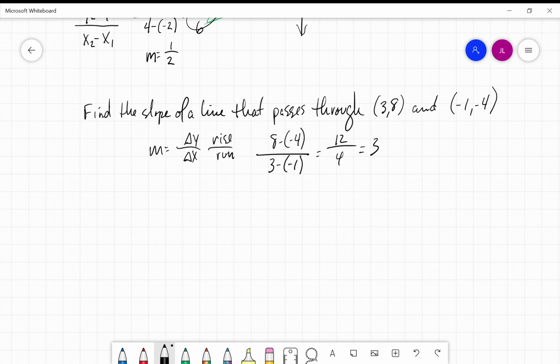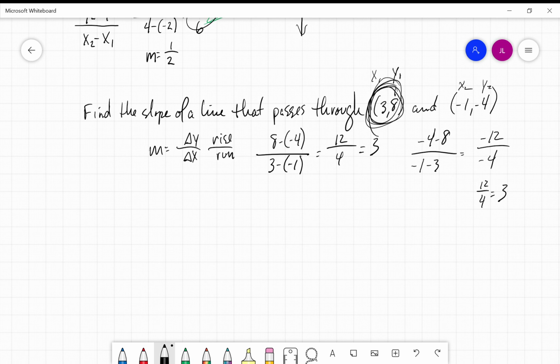Our slope is 3. Now, here's the thing we have to be careful of. If we're using this ordered pair as our y1 and x1, then we have to use this pair as y2 and x2. We can switch them, but whatever pair 1 is has to be the sub 1 of each x and y, and likewise for pair 2, because we can do this the other way. We can do -4 minus 8 over -1 minus 3, and we get -12 over -4, which is 12 fourths, which is equal to 3. So no matter which way we do it, we'll get the proper slope, as long as we remember that if this is ordered pair 1, then this is x1 and this is y1.